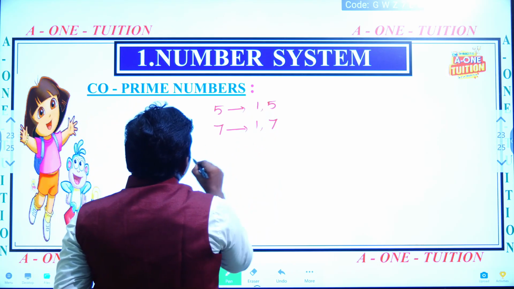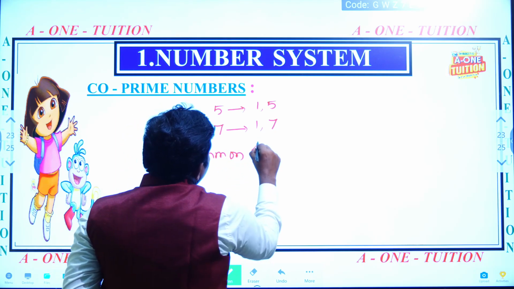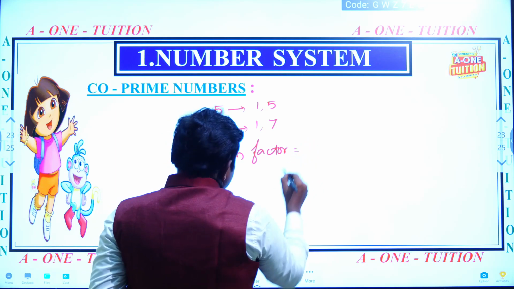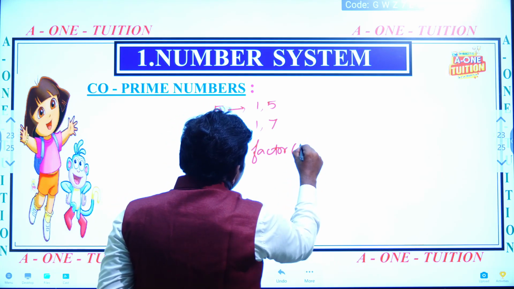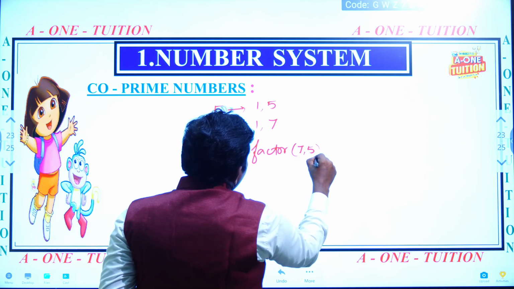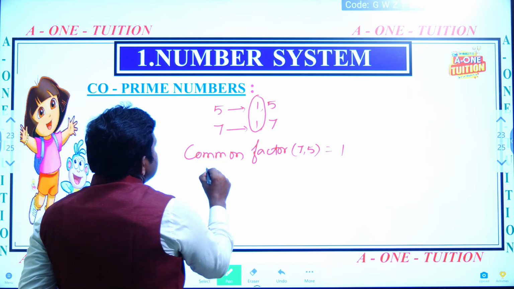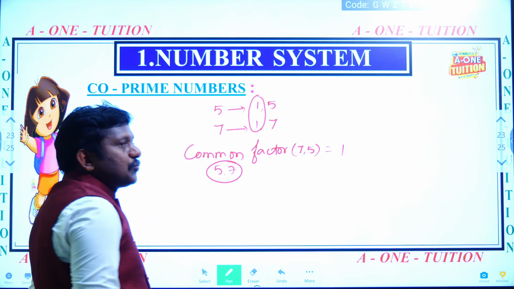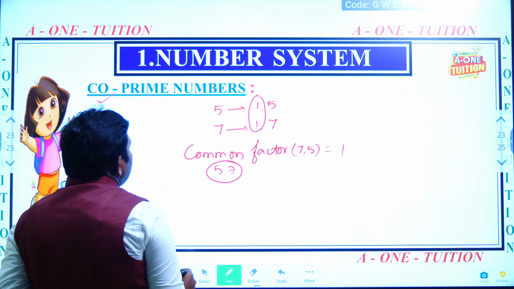So here, what about the common factor? The common factor of 7 and 5 is 1. If the common factor of any two numbers is 1, then those numbers are called co-prime numbers.